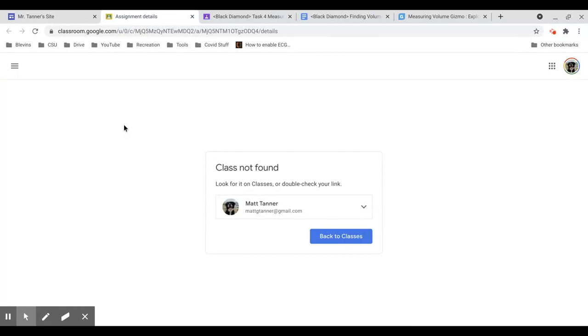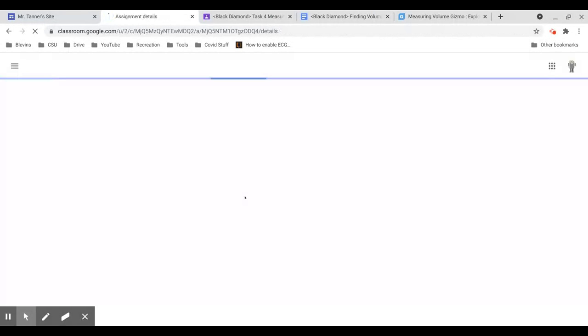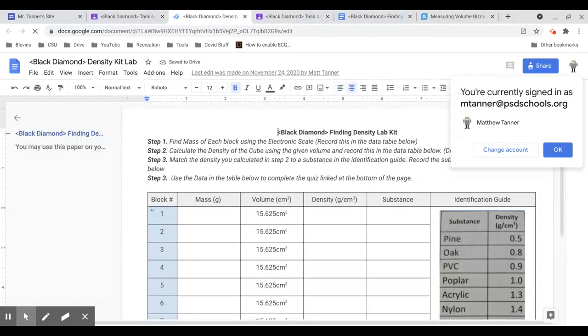That video goes along with this Google Classroom assignment. So in Google Classroom, you'll have this Google document. It tells you the block number. You need to type in the mass. And again, normally you would find that mass with a scale. However, since you're not in the classroom, the mass is located in that video. I've given you the volume. You then need to calculate the density. And density is the mass divided by the volume.